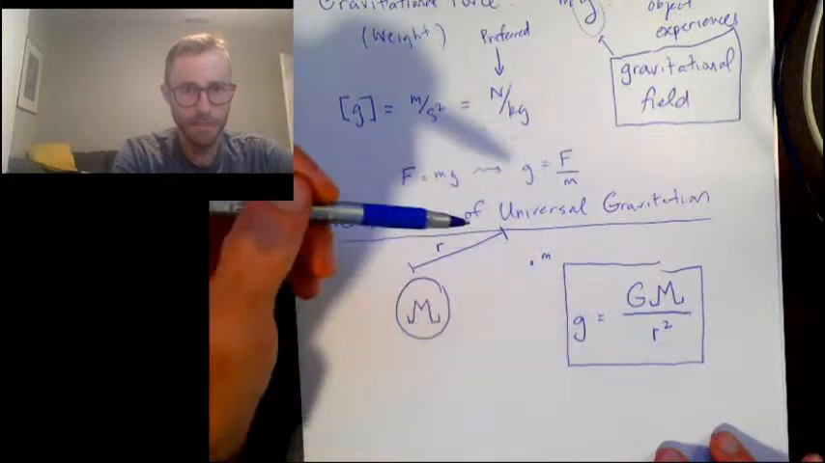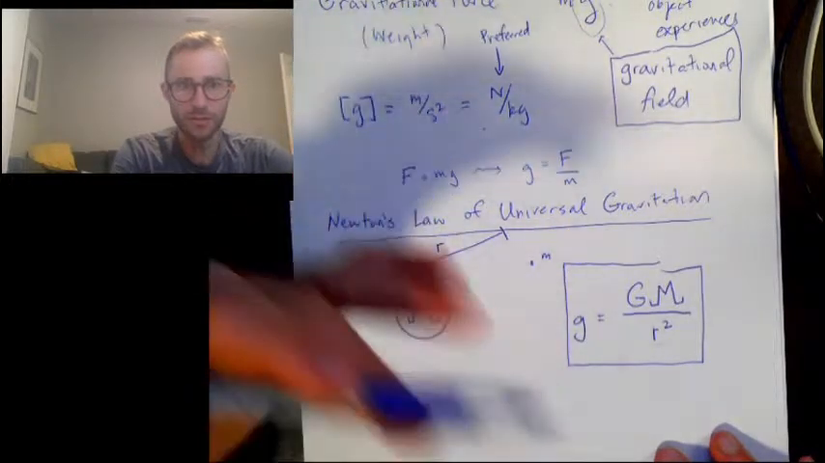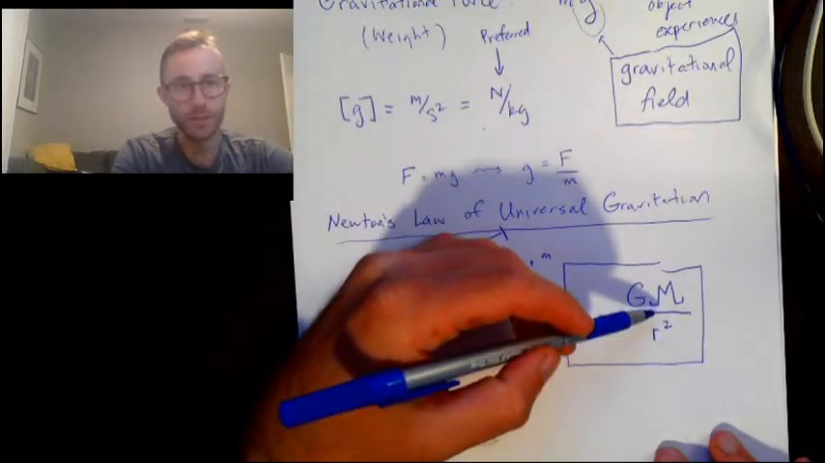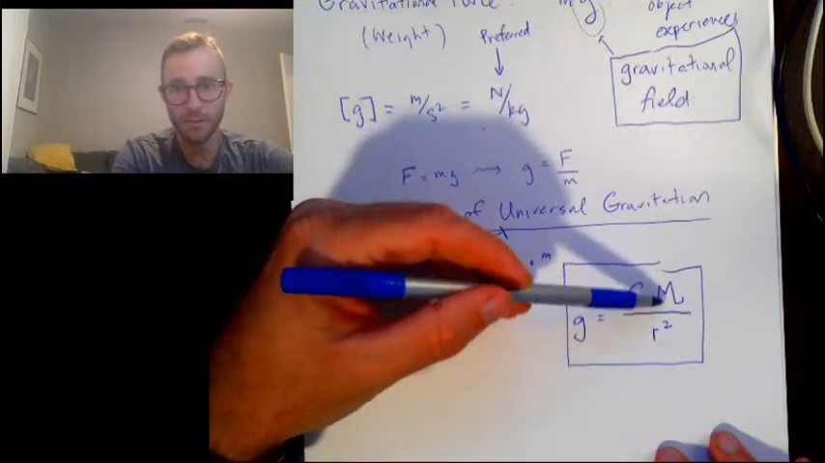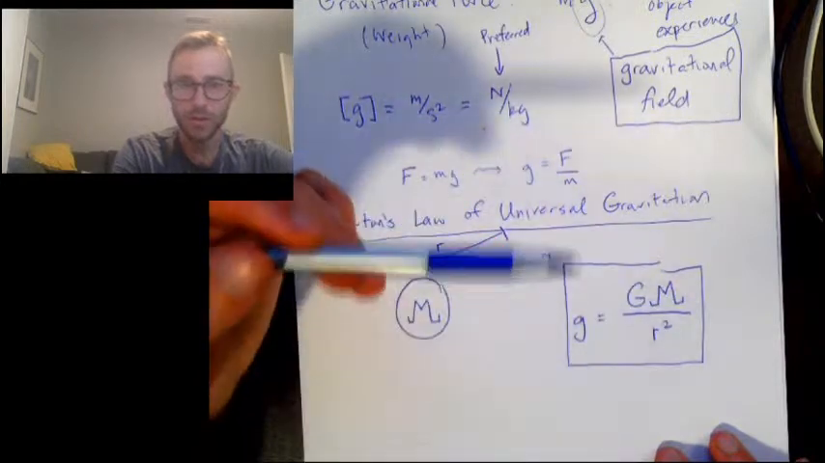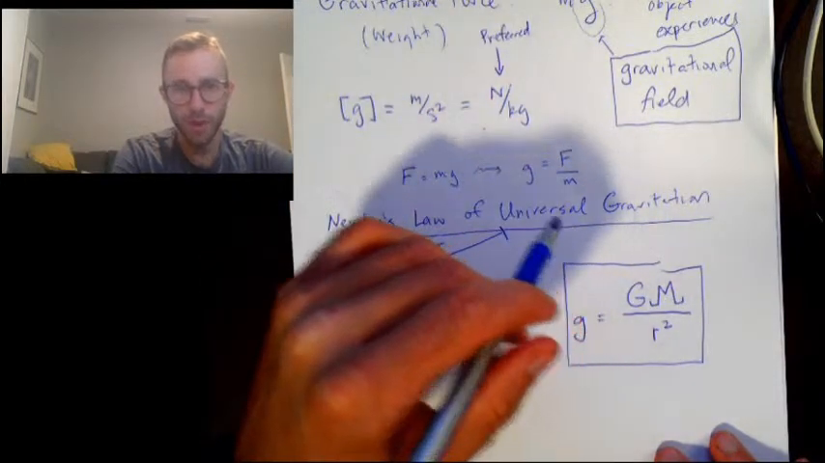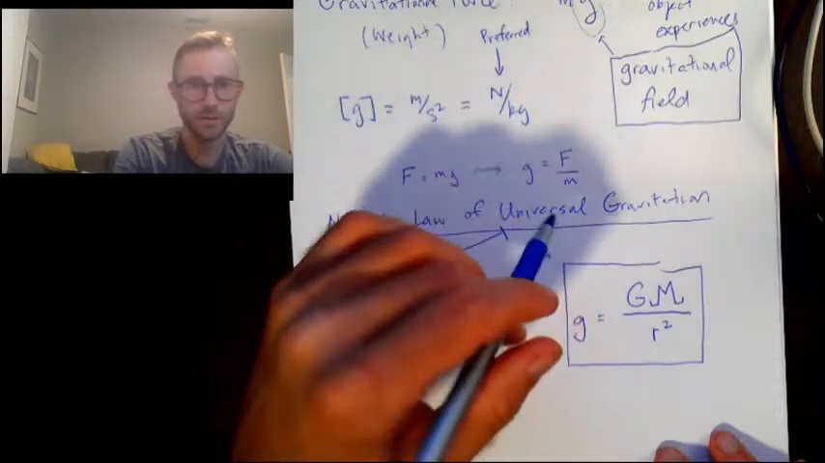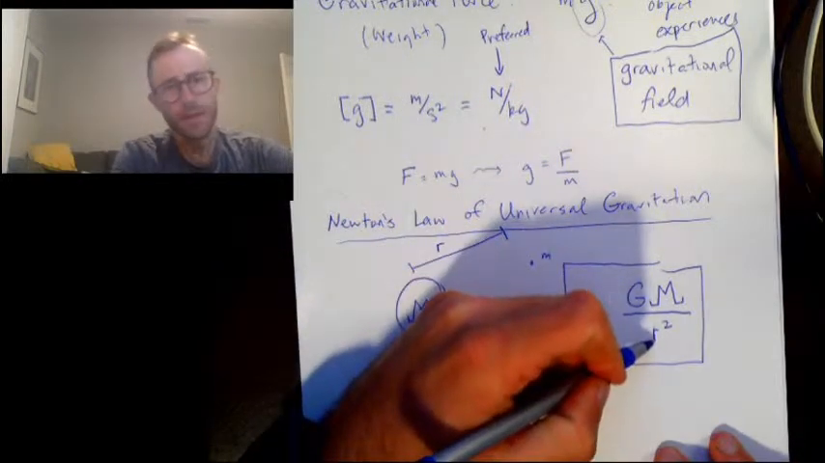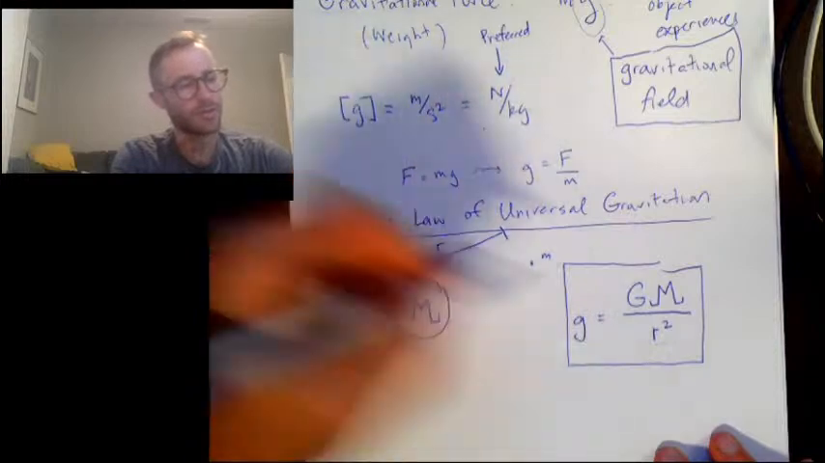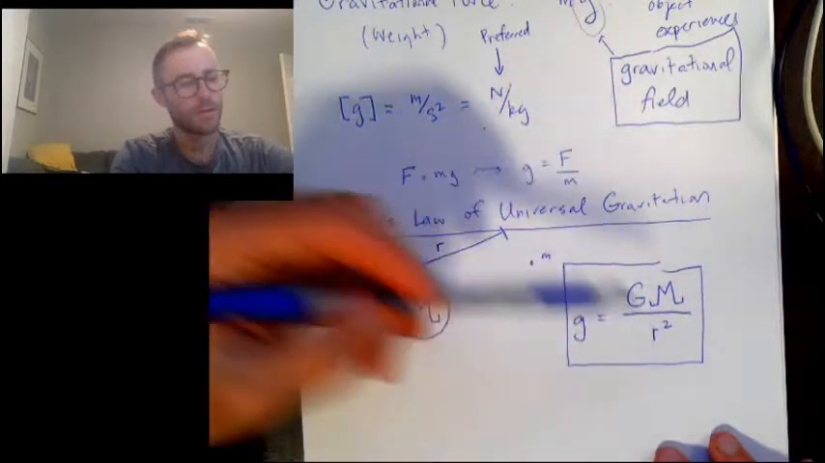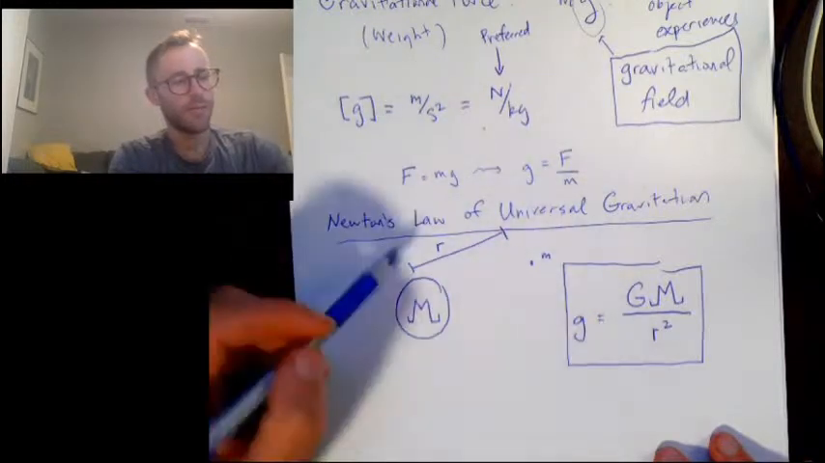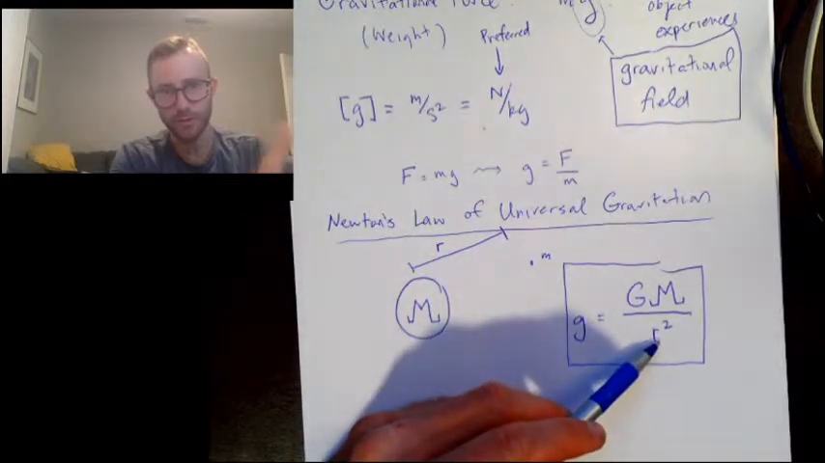So we can see what makes gravity strong. What makes the gravitational field strong? Well, the first thing is having a lot of mass. That's why things like planets have a large gravitational field, whereas things like asteroids do not have a large gravitational field. The other thing that determines the gravitational field is how far away from the mass you are. How far away are you from the center? That's an important point. It's from the center.